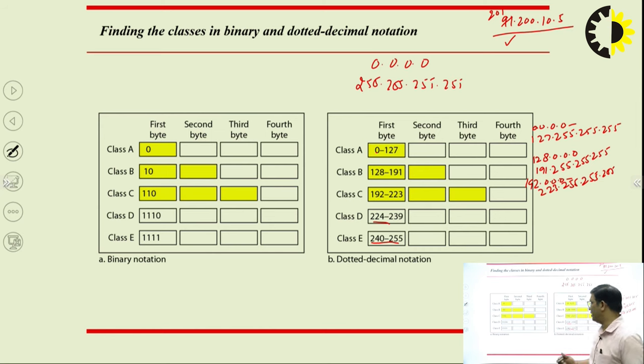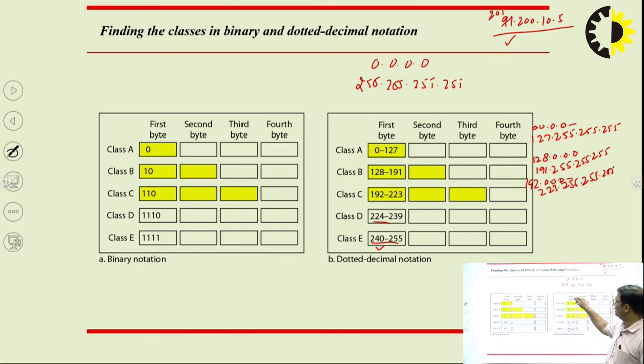Class E IP addresses are kept for research purposes. Generally scientists use these IP addresses to research IP addresses or networks. So for our general discussion and practical use, we are given class A, class B and class C IP addresses. Okay.